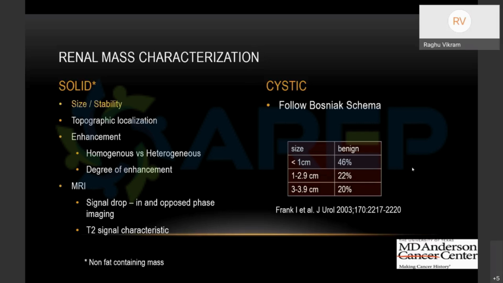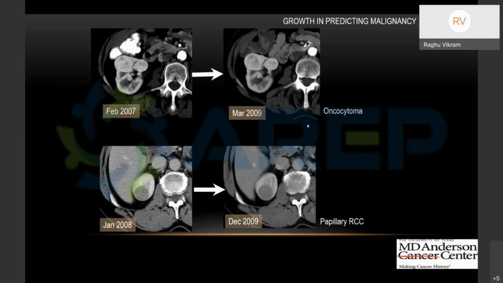Right. What about stability? This is an example of an oncocytoma on top, and this on the bottom panel has papillary renal cell carcinoma. So obviously renal cell carcinoma. You can see by just visual inspection, both scans are done roughly 2 years apart, February to March, 2 years here, January and December, 2 years away. There is hardly any change in the masses. This is benign, this is malignant.